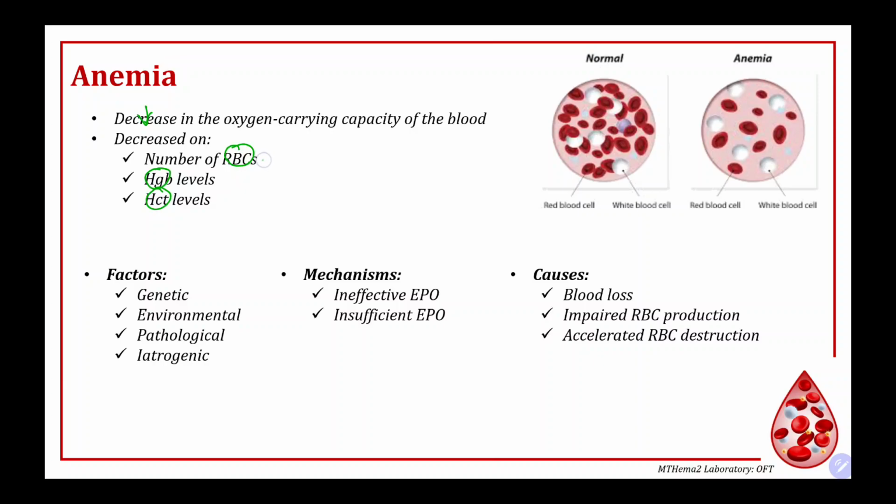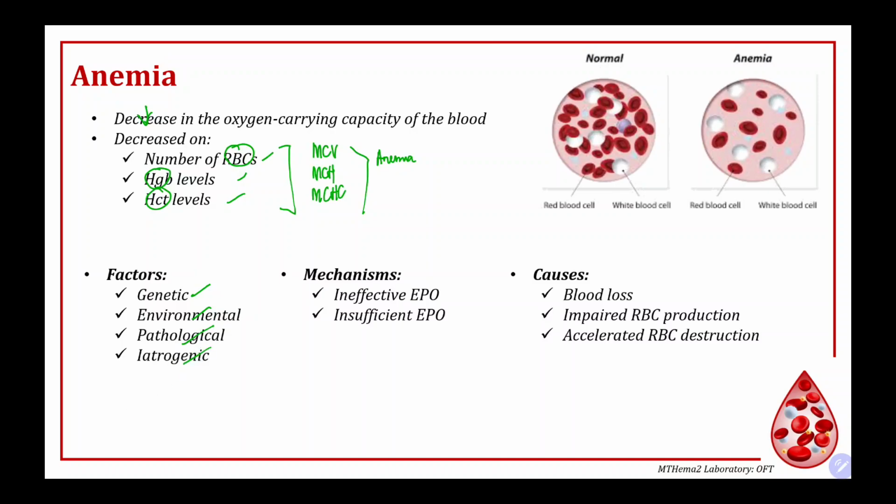Now, your RBC count, your hemoglobin, and your hematocrit levels are used to compute the RBC indices: mean cell volume, mean cell hemoglobin, and mean cell hemoglobin concentration, which are usually used as parameters in determining anemia. There are several factors as to why a patient is having a symptom of anemia. It may be due to genetic or acquired factors, environmental, pathological, or iatrogenic factors.